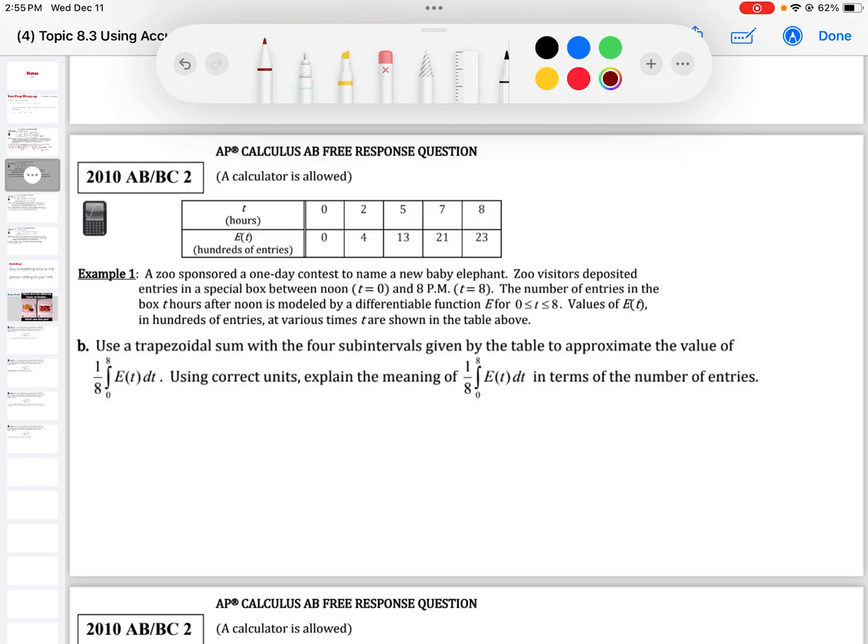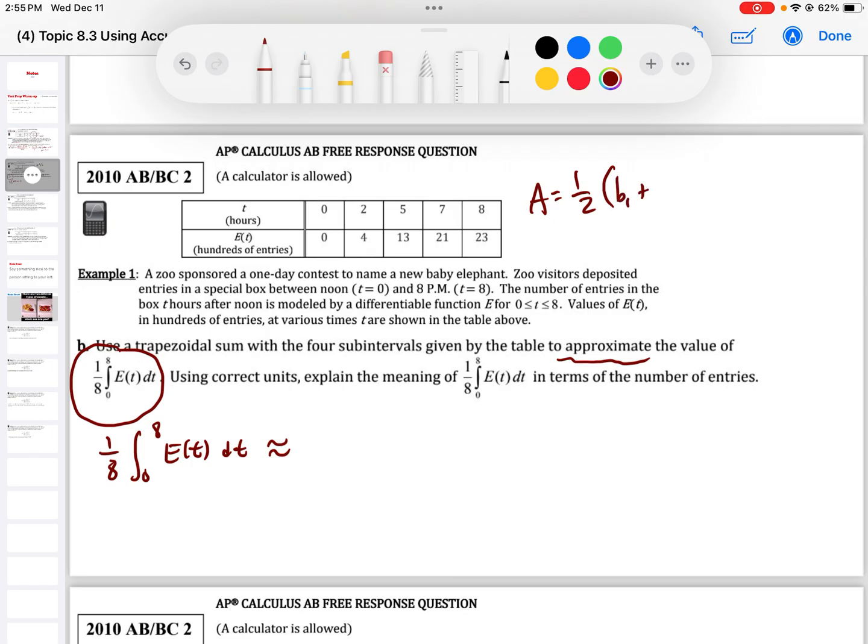Part B, use a trapezoidal sum with 4 subintervals given by the table to approximate this value. So again, anytime they tell me to approximate something, I'm going to go ahead and write that something that I'm approximating. Right away, I'm going to put that approximation symbol. Okay, now I have to remember, the area of a trapezoid is 1/2, base 1 plus base 2, you've got to memorize that, times the height. And you have to memorize that for questions like this. So this would be for 4 subintervals. Now I've got to remember which one's the base, which one's the height.